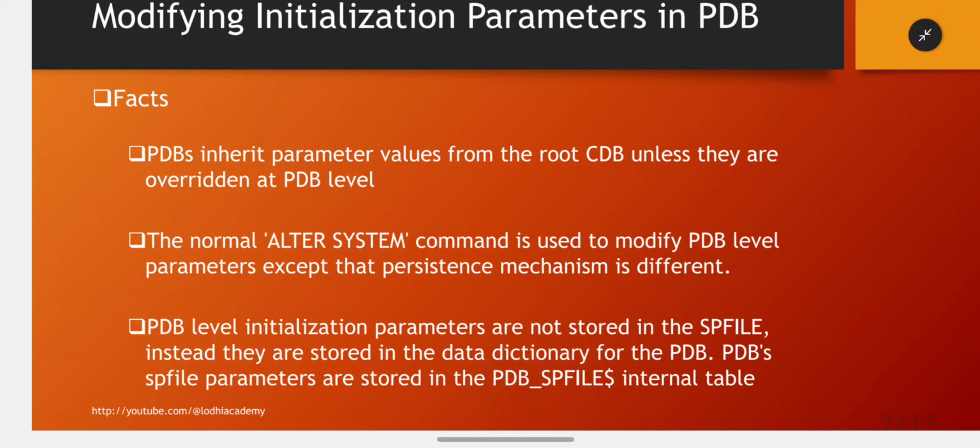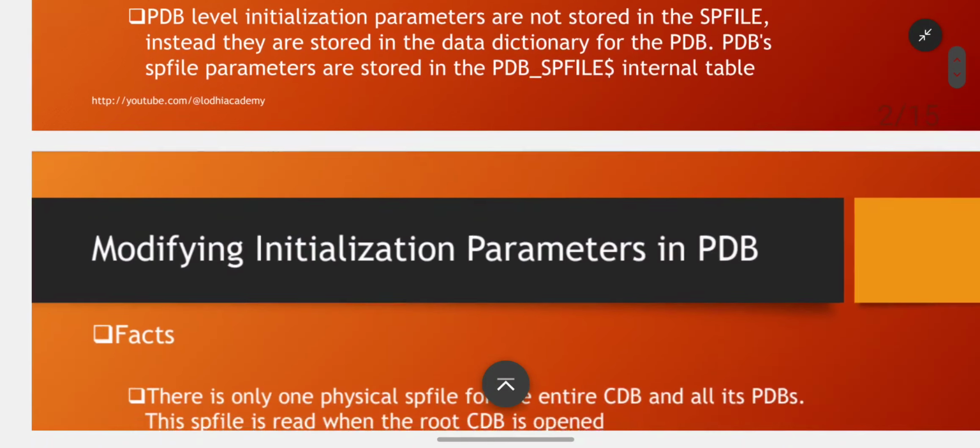PDB level initialization parameters are not stored in the SPFILE. Instead, they are stored in the data dictionary for the PDB. The PDB's SPFILE parameters are stored in the PDB_SPFILE$ internal table.